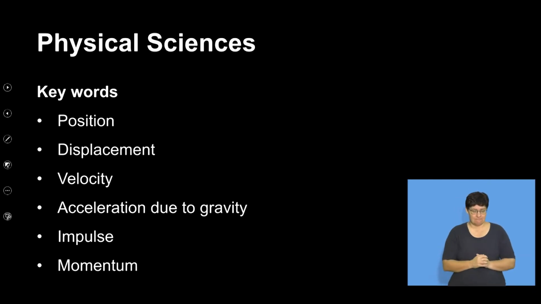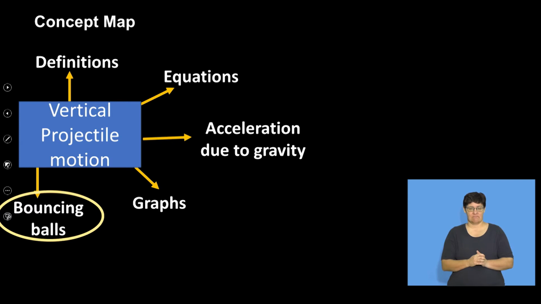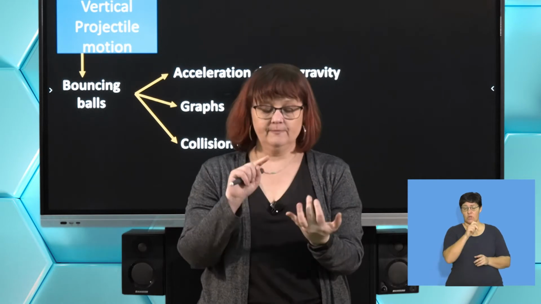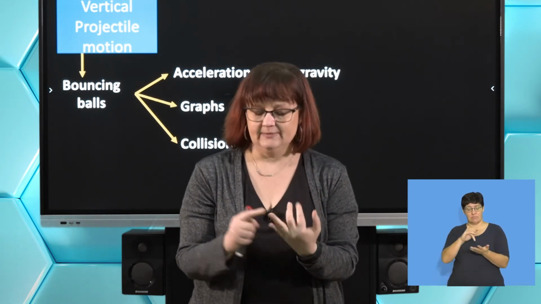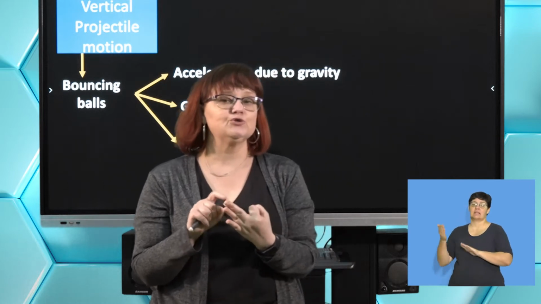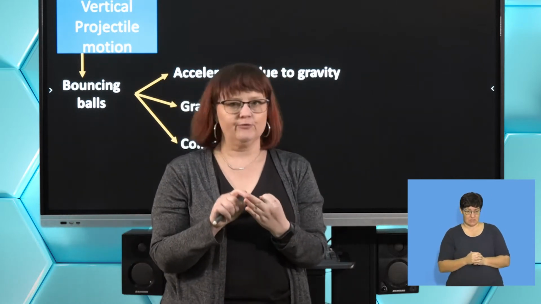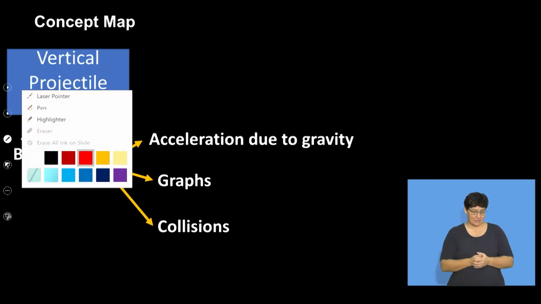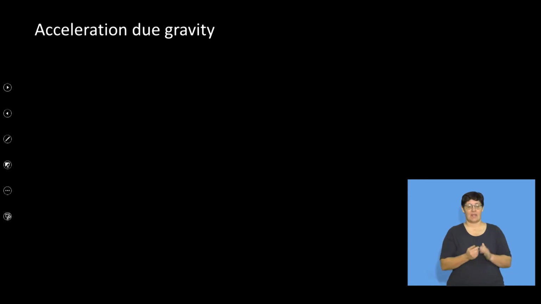So, here we go. When we look at a bouncing ball, we're going to have to consider what happens with acceleration due to gravity, what the graphs look like, and then there's collisions, okay? Graphs being, of course, velocity time graph, position or displacement time graph, and acceleration due to gravity. It's always acceleration due to gravity that gets us with this section, okay? So, acceleration due to gravity for a bouncing ball, okay?